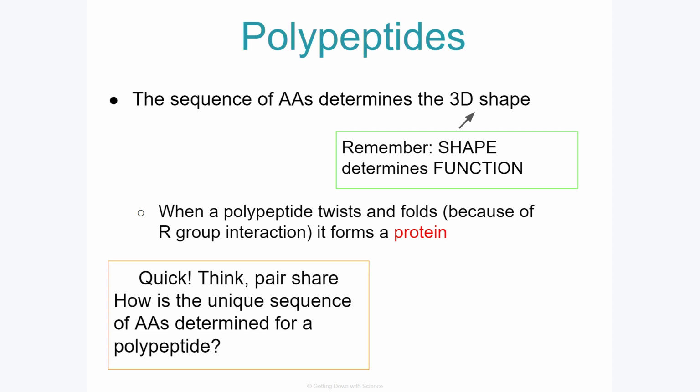Quick. Now, I want you to think, pair, share, and write your answer in the box about how a unique sequence of amino acids is determined for a peptide bond. That's right, genes.